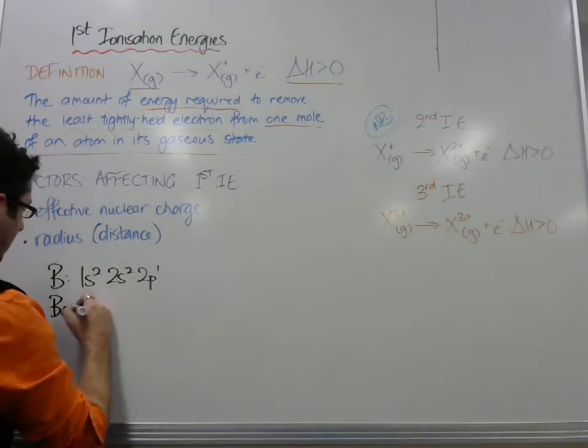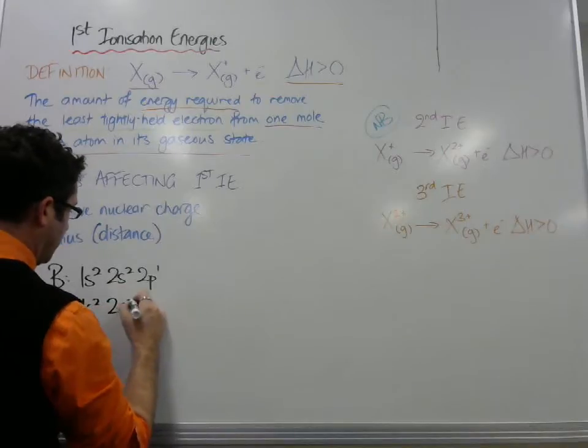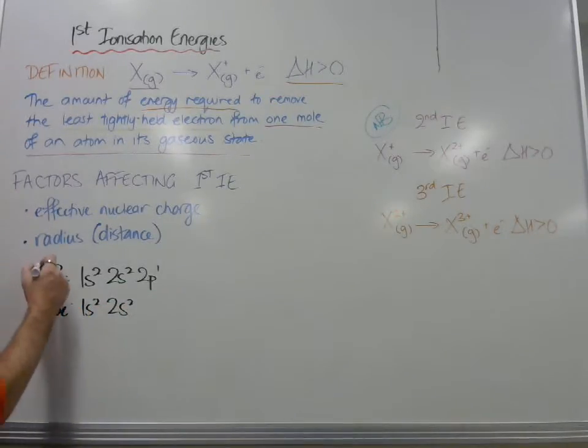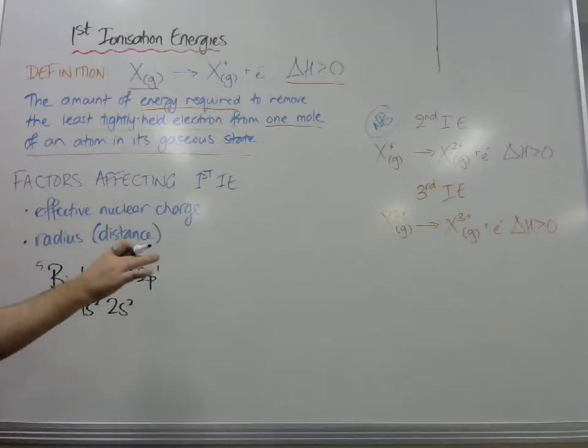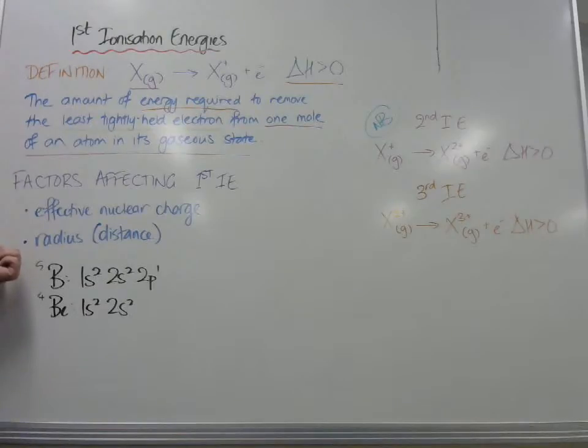Beryllium has a higher value, and it's because it's 1s2, 2s2. You'd expect it to have a lower value because its nuclear charge is smaller, 5 versus 4 protons. Okay? So you'd expect this has got a higher effective nuclear charge. However, the p orbital is a bit further away, so it's easier to remove than the s orbital. Okay, so just be aware, radius has a huge impact on ionisation energy. Huge impact.